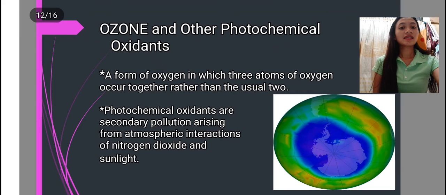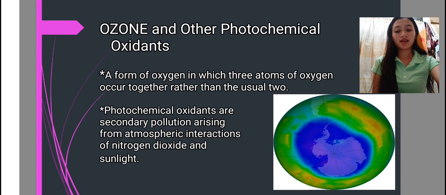Next is ozone and other photochemical oxidants, a form of oxygen in which three atoms of oxygen occur together rather than the usual two. Photochemical oxidants are secondary pollutants arising from atmospheric interactions of nitrogen dioxide and sunlight. This atomic oxygen then reacts with other molecules of oxygen to make ozone. Ozone formed in the stratosphere provides a valuable shield for the biosphere by absorbing incoming ultraviolet radiation.